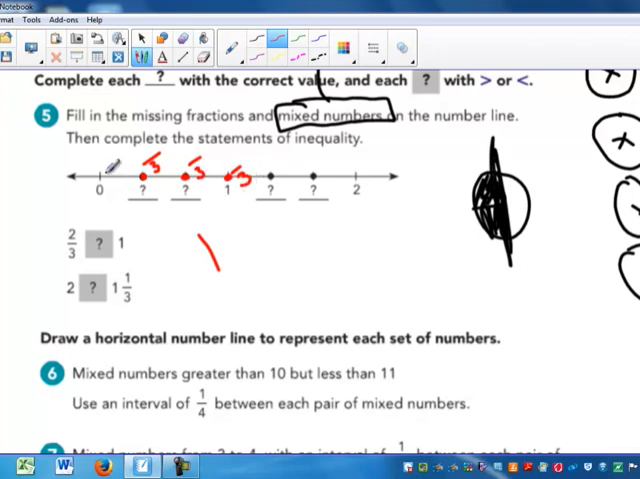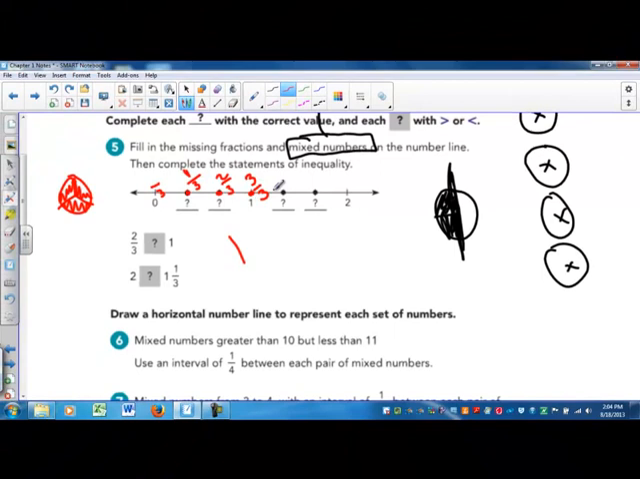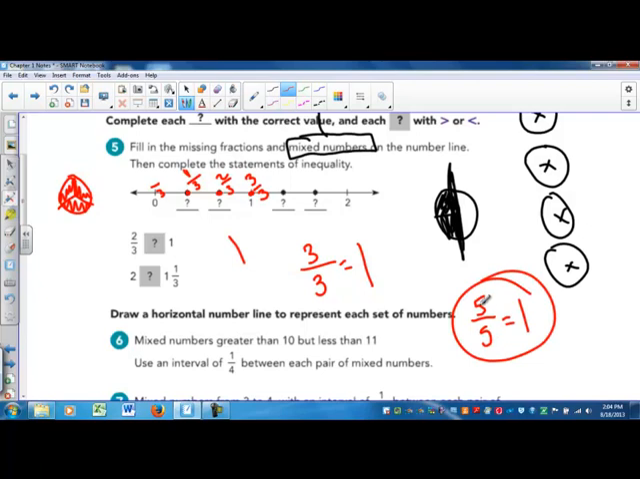Now let's think about it. You can think about this as having thirds too. Think about a pizza. Here I've cut my pizza into 3 slices, 1, 2, 3. If I had 0 slices, I don't have any pizza. If I had 1 slice, I have 1/3 of a pizza. If I have 2 slices, I have 2/3. If I have all 3 slices, then I have 3/3 of a pizza, which is why any number over itself equals 1. 3/3 is 1 whole. 5/5 is 1 whole. It's important you know that.